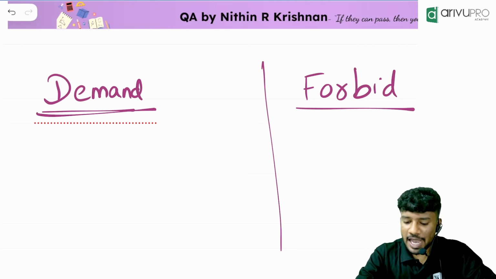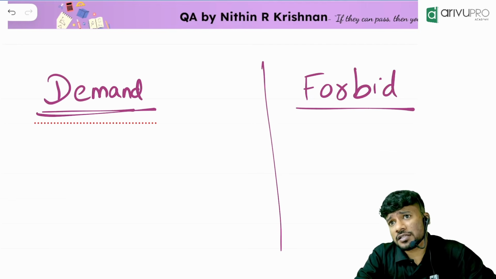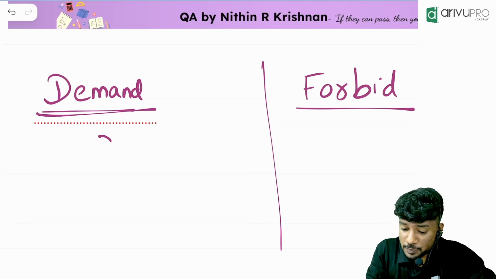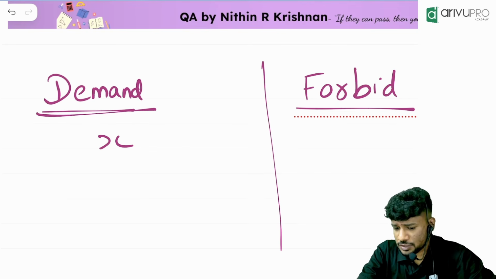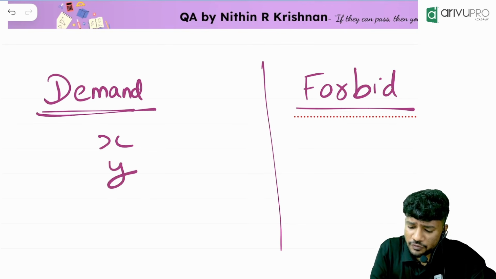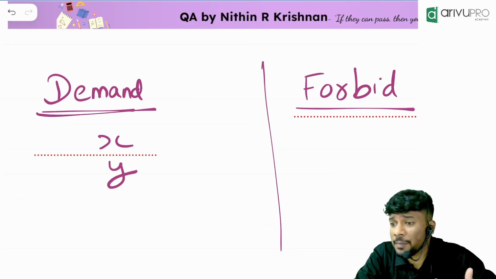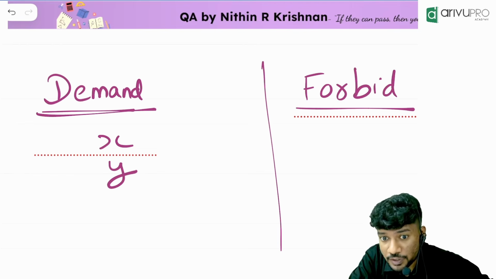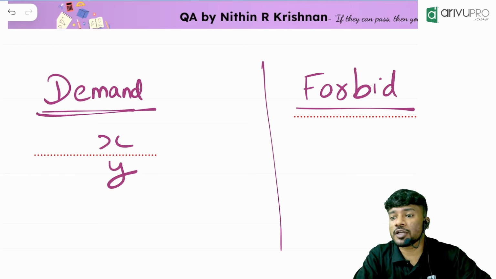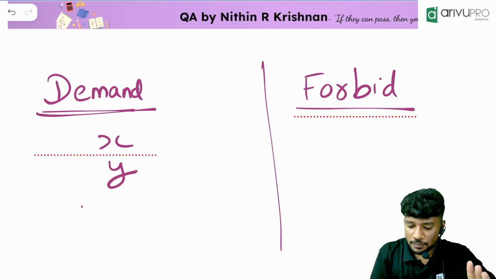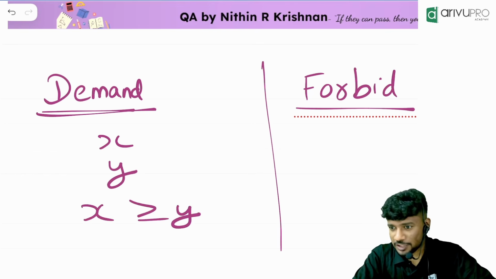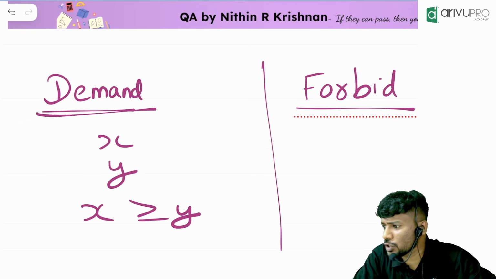For example, my demand is I should employ more experienced people. Experienced people are denoted with X, and fresh people or freshers are denoted with Y. I am having a company, and my company's policy is the company demands the experienced people should be more than or equal to freshers. How will you write it? X greater than or equal to Y.